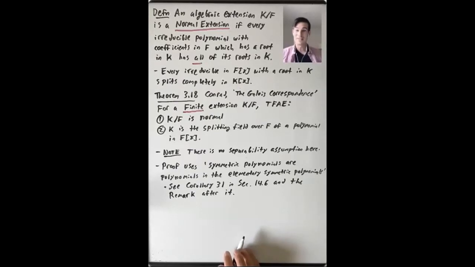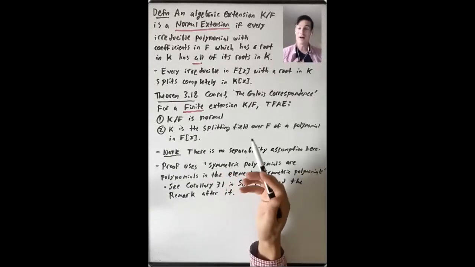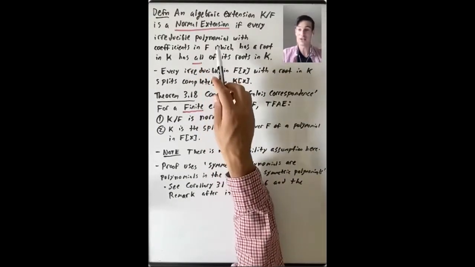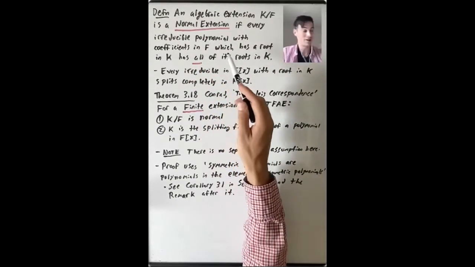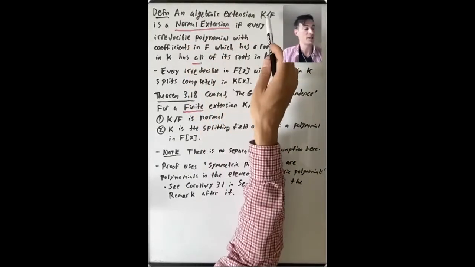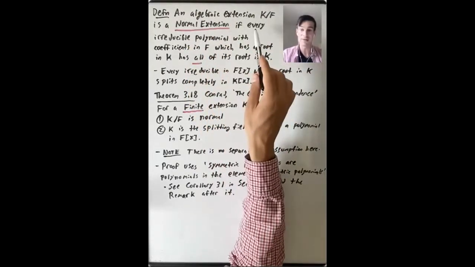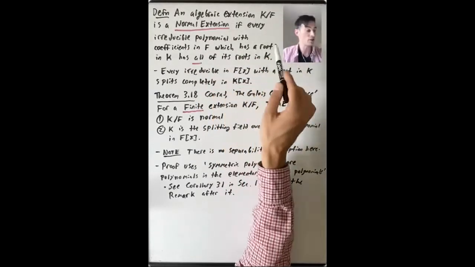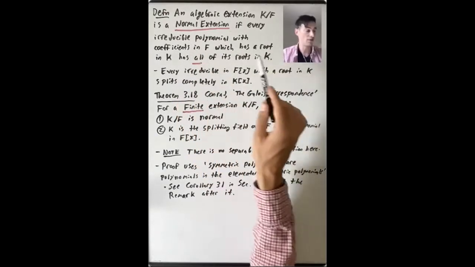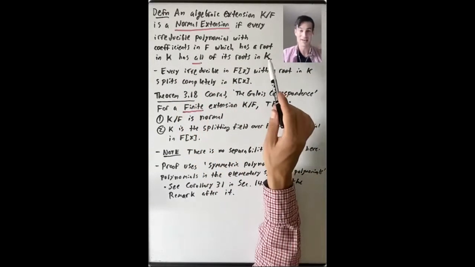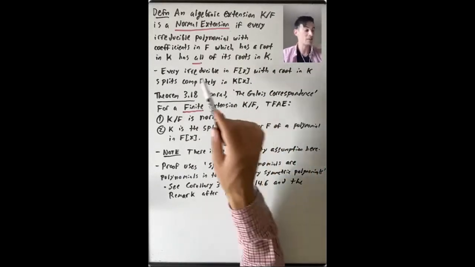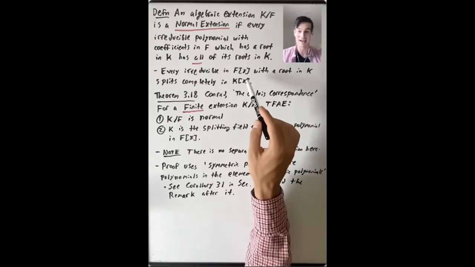We just reviewed the definition of a normal extension given in Dummit and Foote. How do other references define a normal extension? Here's the definition that's in Conrad's Galois correspondence notes. An algebraic extension K over F is a normal extension if every irreducible polynomial with coefficients in F, which has a root in K, has all of its roots in K. That is, every irreducible in F[x] with a root in K splits completely in K[x].